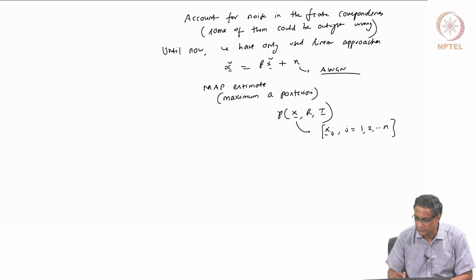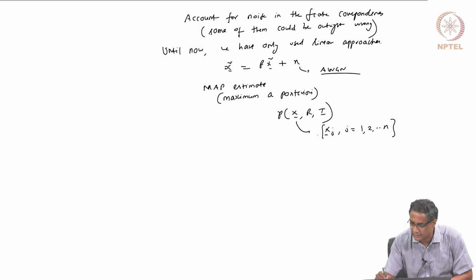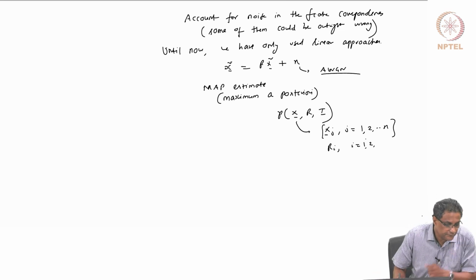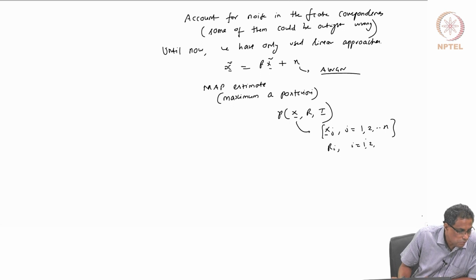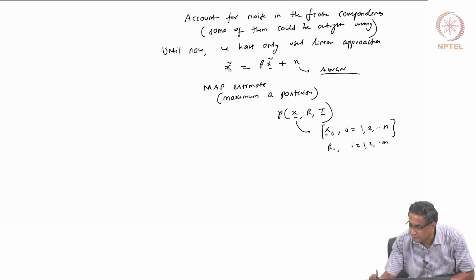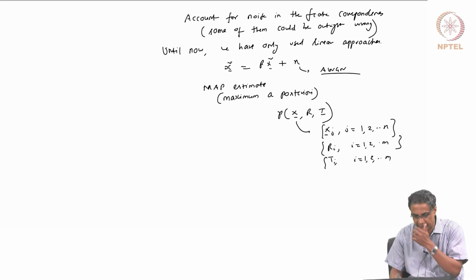R is, of course, rotation, but again R will be a set. So it's like R_i, where i is equal to 1 to m, how many views you have. And similarly T, which consists of all these poses, T_i, i equal to 1 to m. All these are our unknowns.